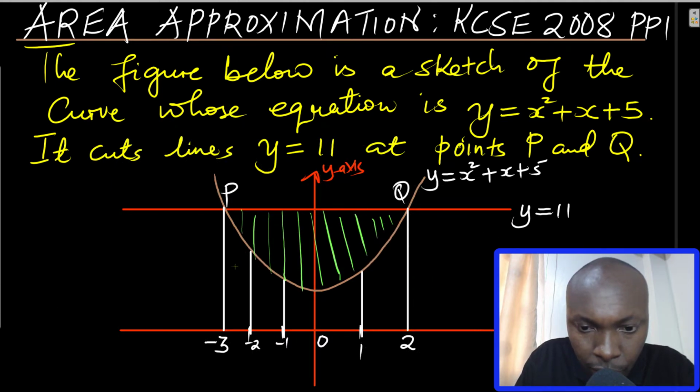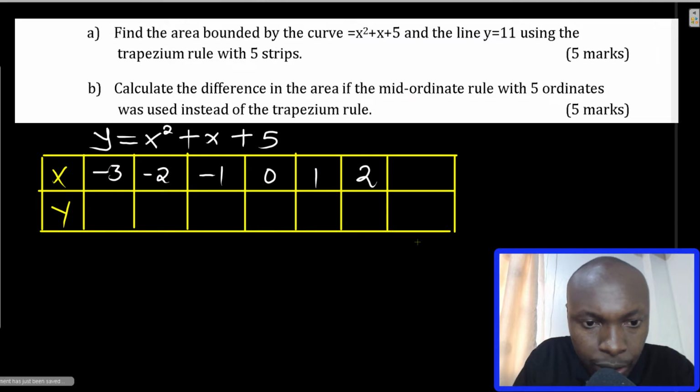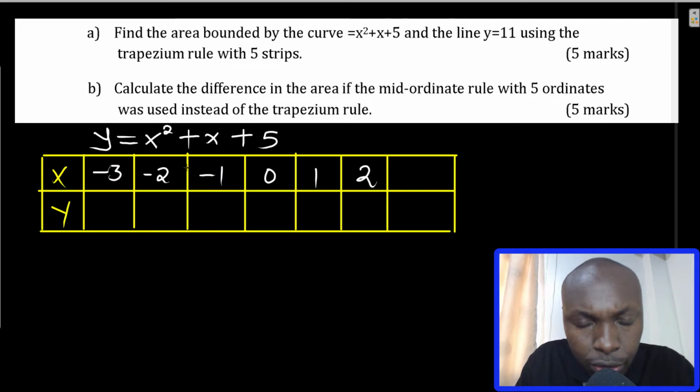So you have one strip between -3 to -2, the other strip from -2 to -1, -1 to 0, 0 to 1, and 1 to 2. So these are 5 strips: 1, 2, 3, 4, 5. So I will prepare a table of values. I will use this function to fill this table from -3 all the way to 2. So in this you just need to use a calculator. So I'll go very fast here.